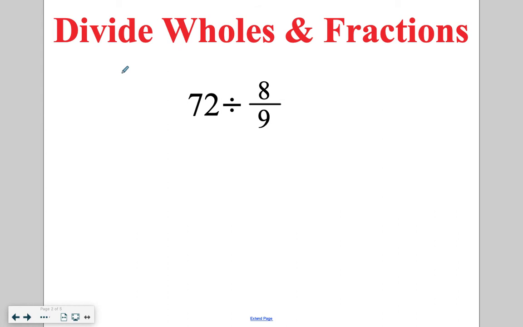So, when we divide whole numbers and fractions, or when we divide with anything that involves a fraction, we had a 3-step process. What was the first step? The first step was keep. That meant keep the first fraction the same. What was the second step? Change. That means change the division to multiplication. And what was the last step? Flip. That means change the numerator and the denominator around in the second fraction.